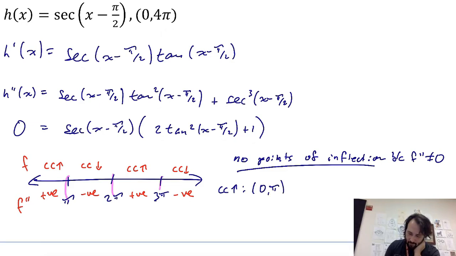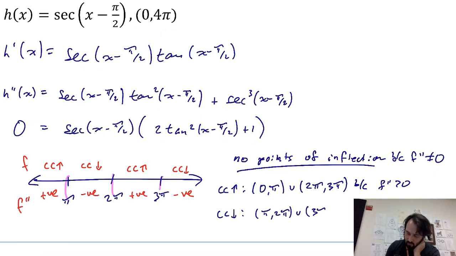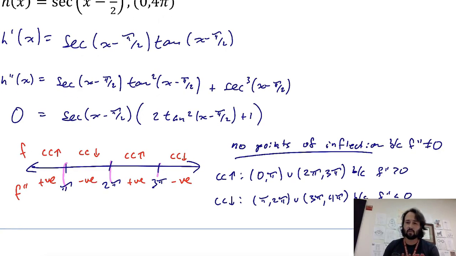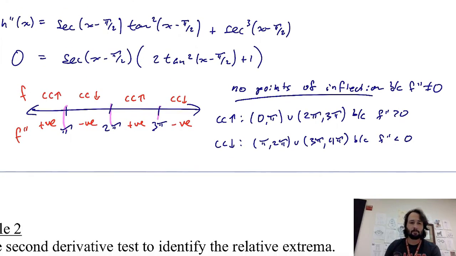0 to pi and 2 pi to 3 pi, because f double prime is greater than 0, and concave down from pi to 2 pi and 3 pi to 4 pi, because f double prime is less than 0. You got to show me the justification on that stuff.